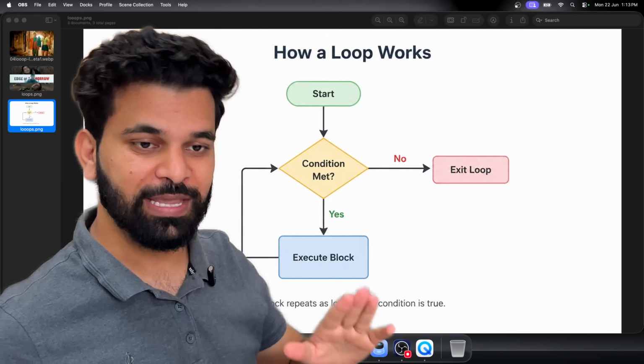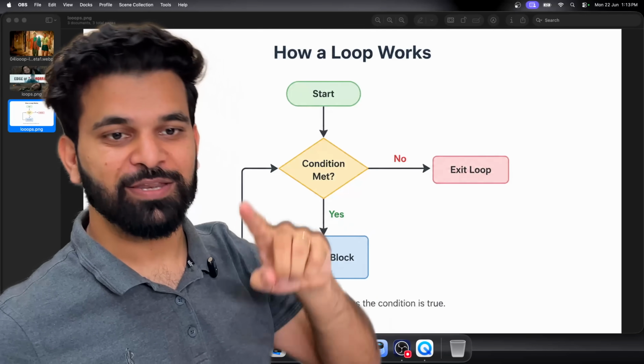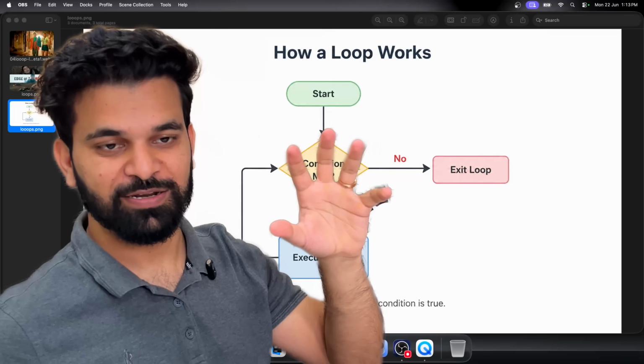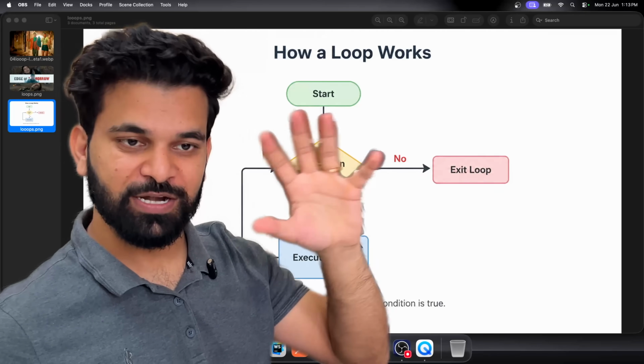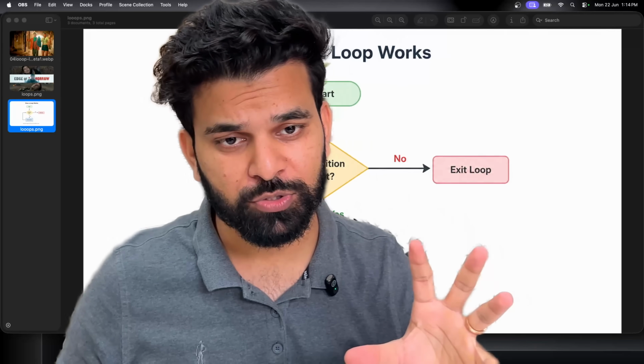If it is true, you again come back to the code block, you execute something, and then you go back to the condition and check whether the condition is still true. If the condition now becomes false, you exit the loop. Very similar to that, Python loops also work.